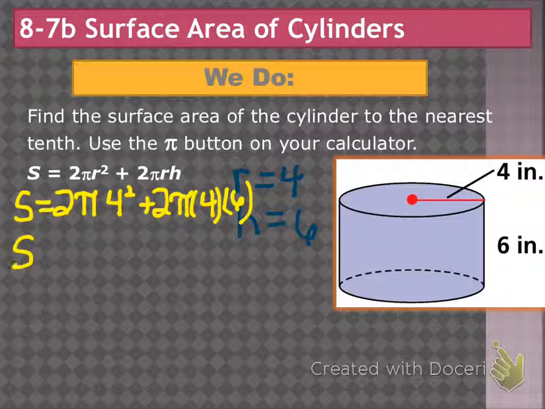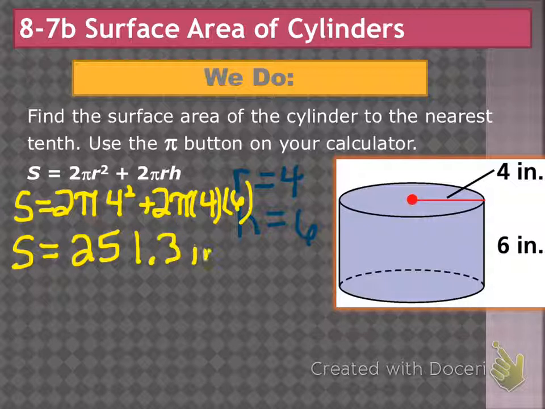When you push this in the calculator, remembering to use the pi button for pi, you'll put it in just like you see it, 2 pi 4 squared plus 2 pi times 4 times 6. And you will get 251.3 inches. And remember, surface area is the same as area, it'd be squared.